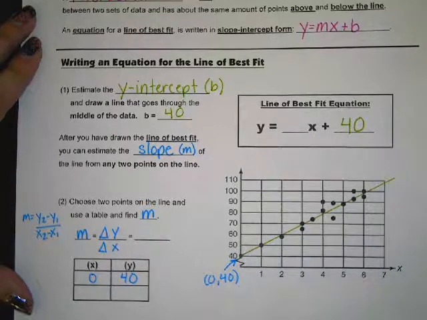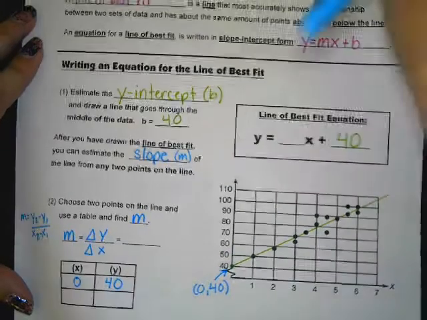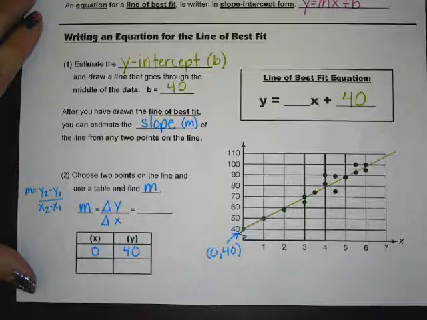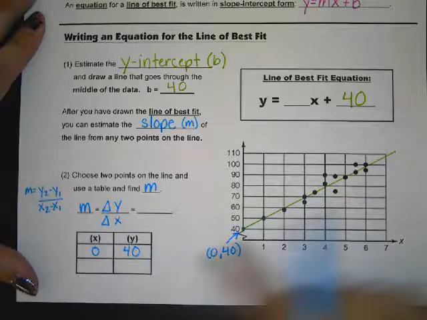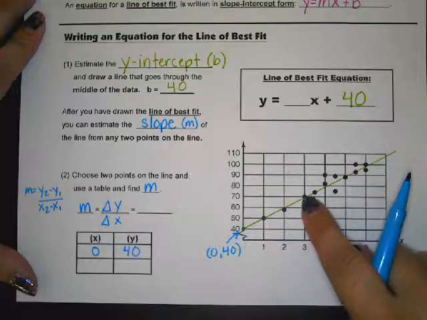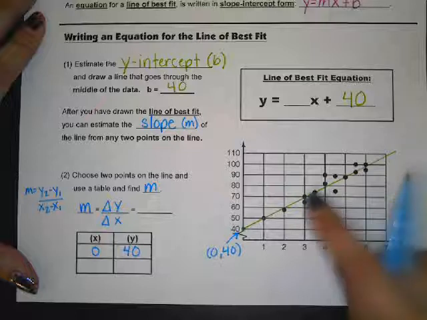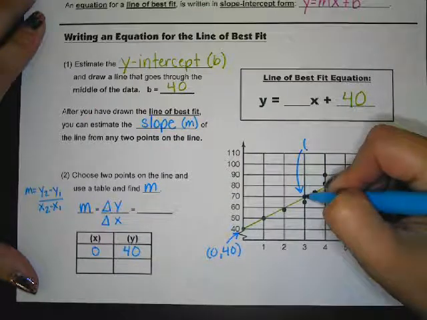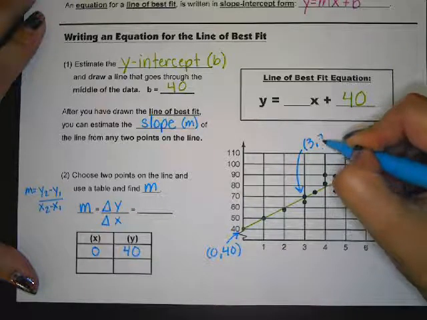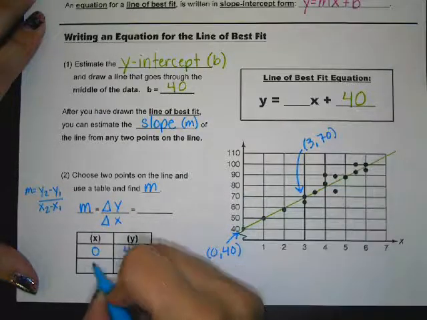And now we need another point. Switch this up a little bit. We need another point on our graph to give us another point in our table. So following along, I liked that point right here that crosses in the middle. And that value right there is 370. It's about 370. I'm going to write that in my table.